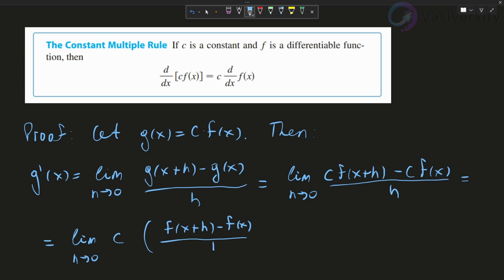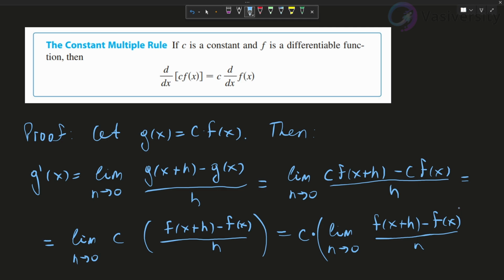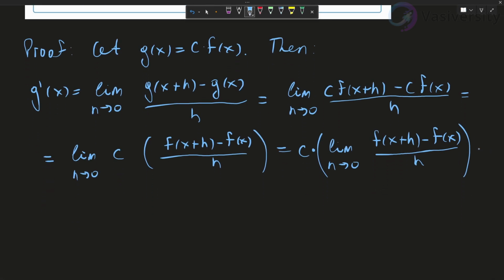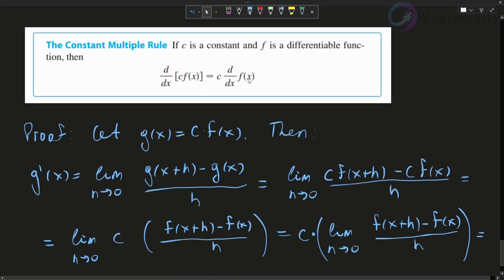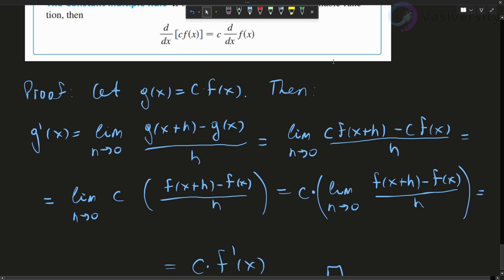And by the limit laws, we can factor out the c outside. So it's going to be c times the limit as h approaches 0 of f of x plus h minus f of x, all over h. And that is, by definition, the derivative. So it's c times f prime of x. Right, so we proved it. This is exactly what I wanted to show, and we did show it.